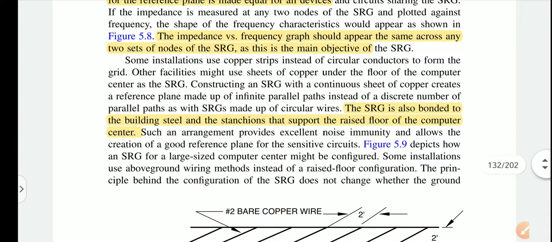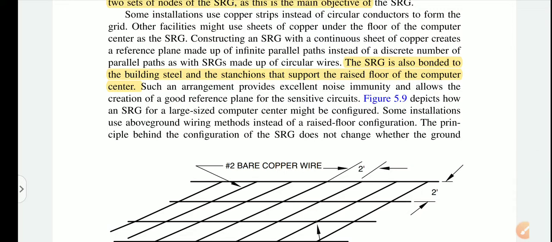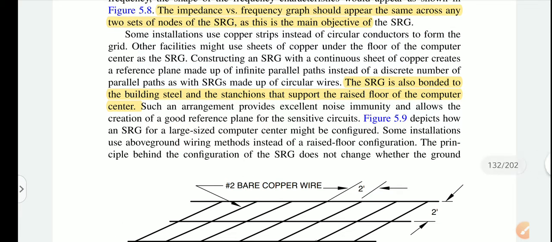Some buildings may prefer copper strips instead of circular conductors to form the grid. Other facilities might use sheets of copper under the floor of the computer center. So the arrangement may vary according to our requirement. Constructing the SRG with a continuous sheet of copper creates a reference plane made up of infinite parallel paths instead of a discrete number of parallel paths, as with an SRG made up of circular wire.